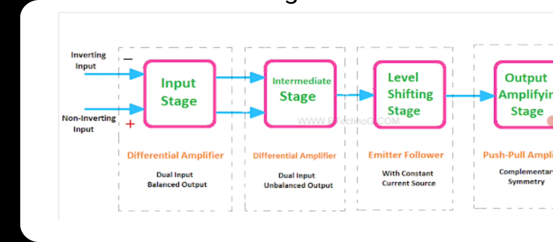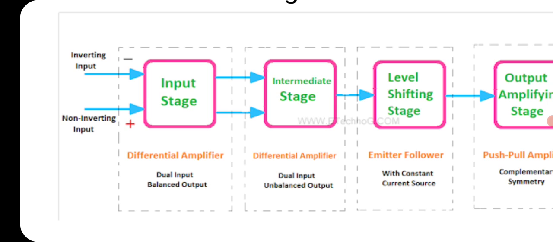As you can see, it is a differential amplifier. First you should know what a differential amplifier is. A differential amplifier takes the difference of two inputs, that is inverting and non-inverting, then it amplifies the difference of these two inputs and gives out the output. This is the role of a differential amplifier.